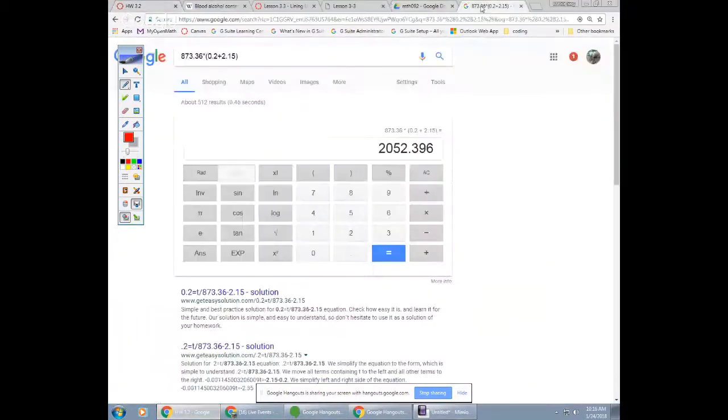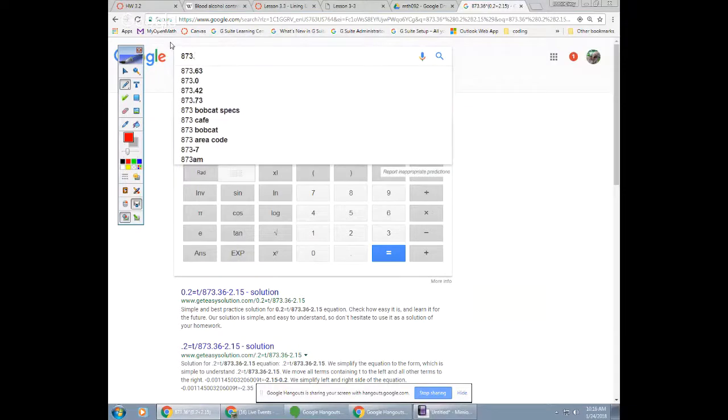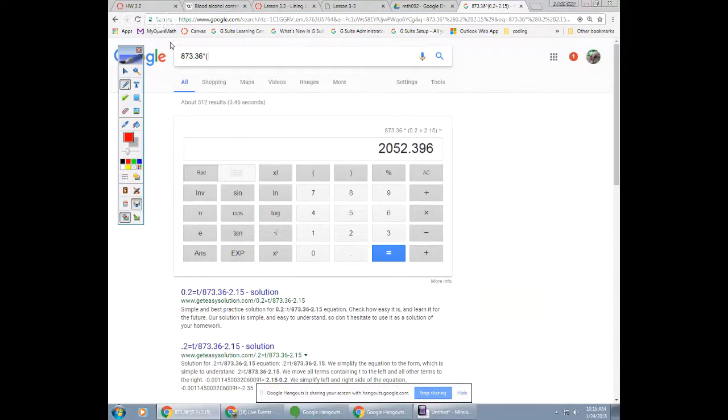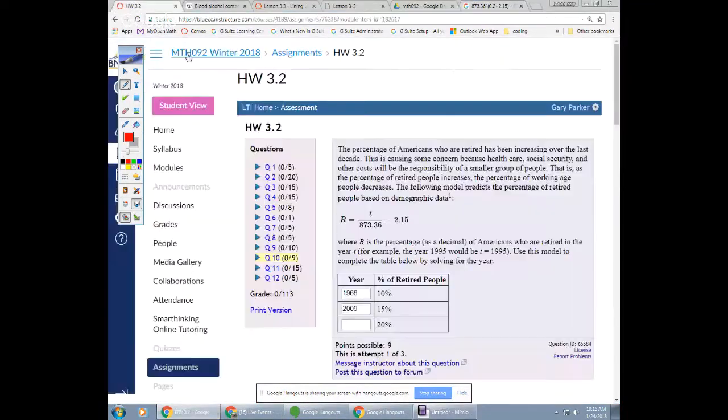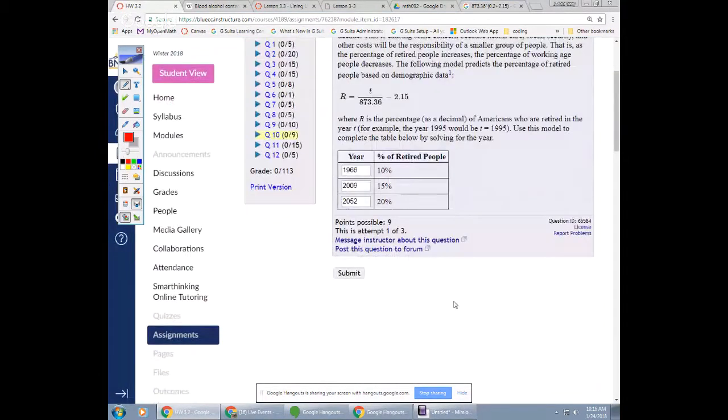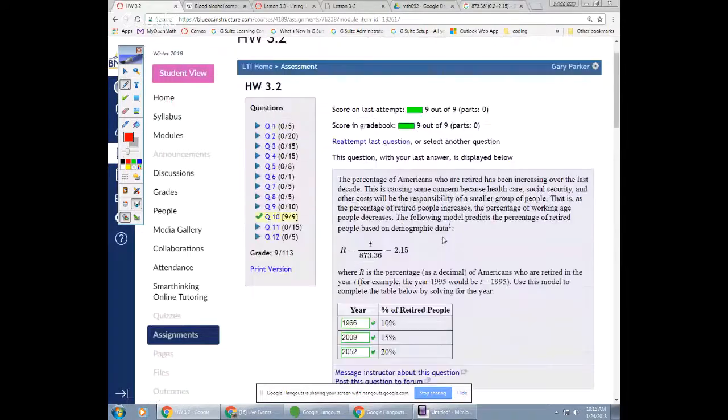Let's see, is the Google calculator working on this computer yet? I still got to figure that out. All right, so starting over, 873.36 times parentheses 0.2 for 20% plus 2.15. Those parentheses, hit enter, and I get about 2052 on there. So we'll do that one other way just to cement that in. Let me just see if we're right. 2052, submit. Ooh, I got them right.